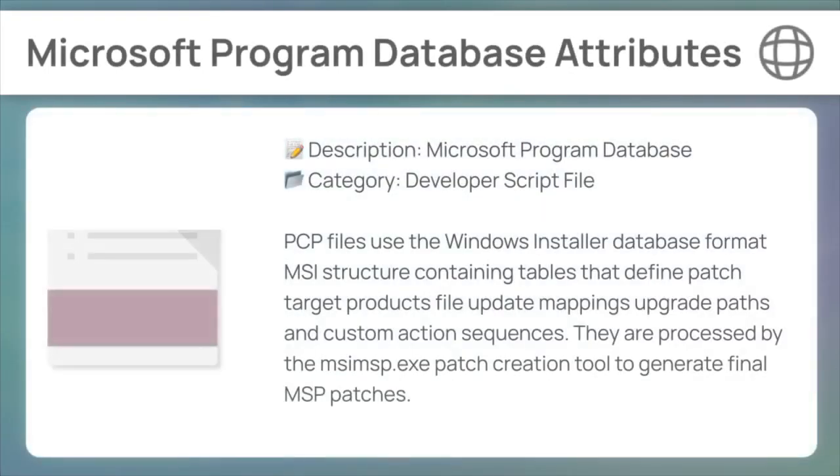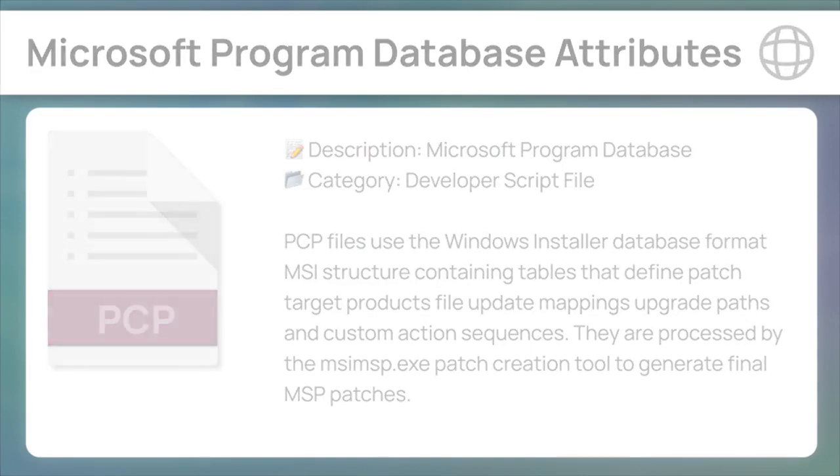PCP files use the Windows installer database format, MSI structure, containing tables that define patch target products, file update mappings, upgrade paths, and custom action sequences. They are processed by the msimsp.exe patch creation tool to generate final MSP patches.